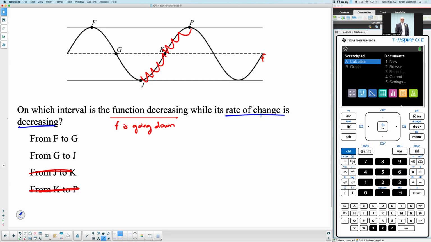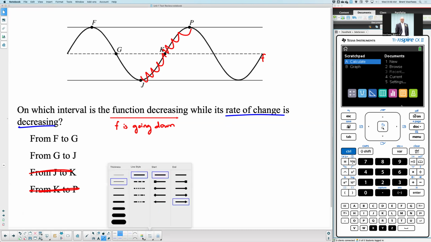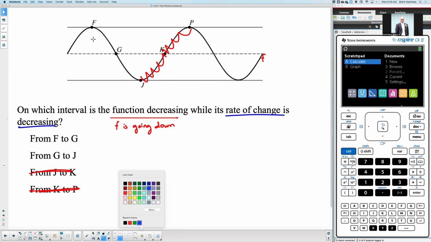How should you think of rate of change? The slopes of the tangent lines. We want to know the slopes of the tangent lines here. And so let me change color so it's blue. Okay, tell me about the slopes as I start here. What's happening to each slope right now? How are my slopes changing right now? They're decreasing, okay?